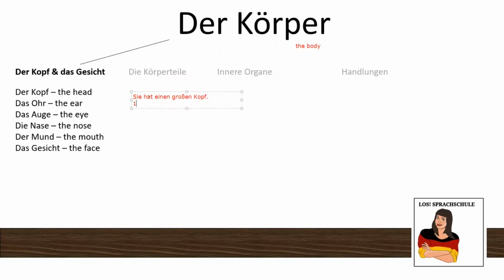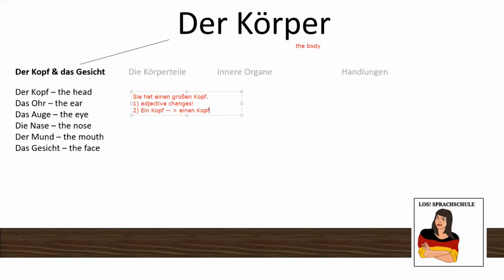Two things I want to say here. The adjective, which is big, groß, has to change according to the noun it is describing. And also the article changes into Akkusativ. Einen. Ein Kopf becomes einen Kopf because the position of the noun is an Akkusativ, so we have to change it accordingly.